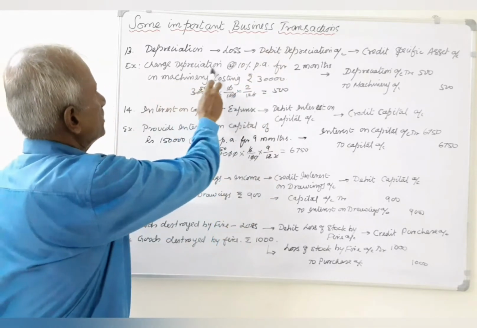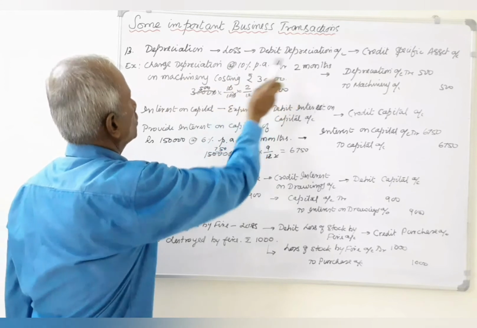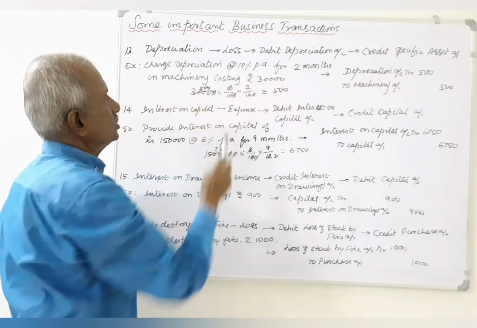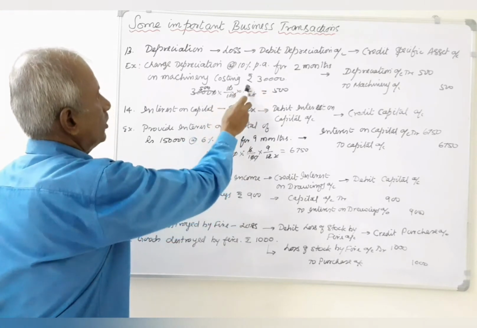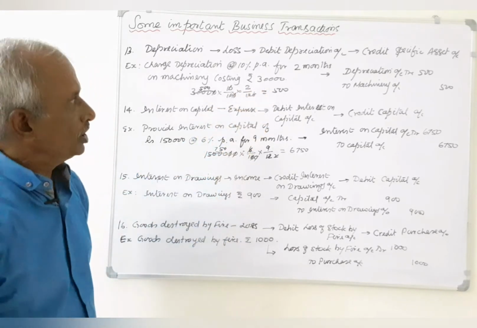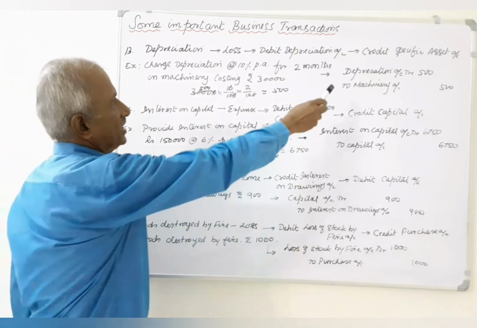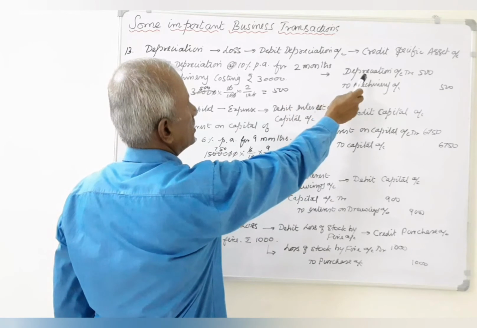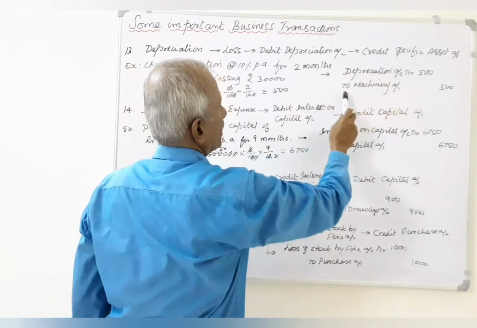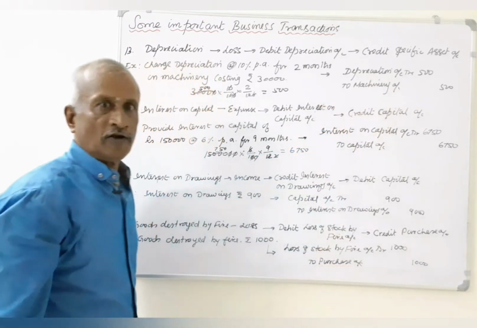Example, charge depreciation 10% per annum for 2 months on machinery costing 30,000. So 30,000, 10% for 2 months comes to 500 rupees. So let us give the journal. 500 is loss due to depreciation. So depreciation account debtor 500 to machinery 500.